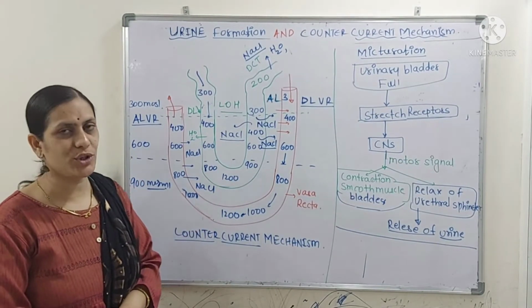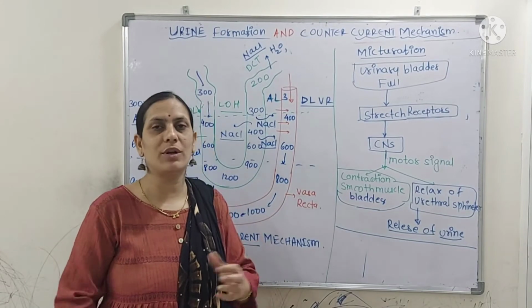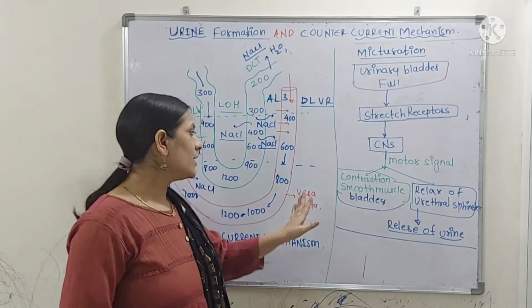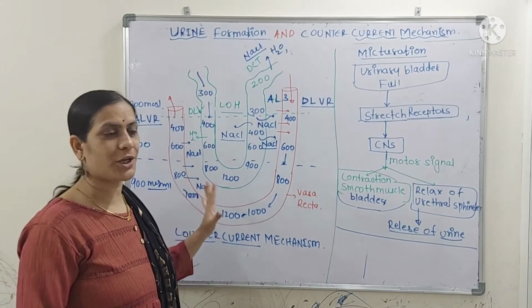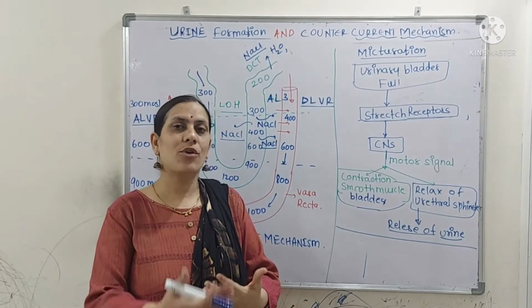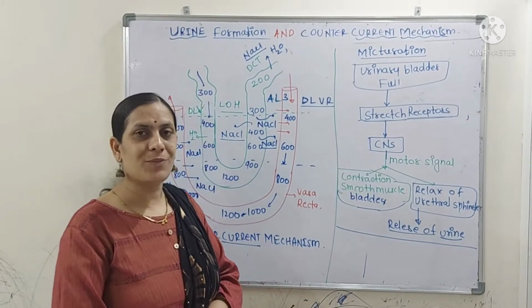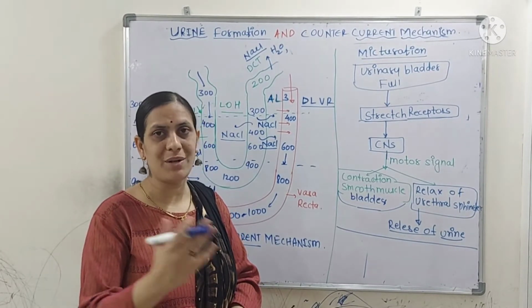In the same way, urea coming out from the collecting duct also creates a high concentration in the medullary interstitium, and due to that, it becomes possible to absorb water from the collecting duct, and in that way concentrated urine will be produced.